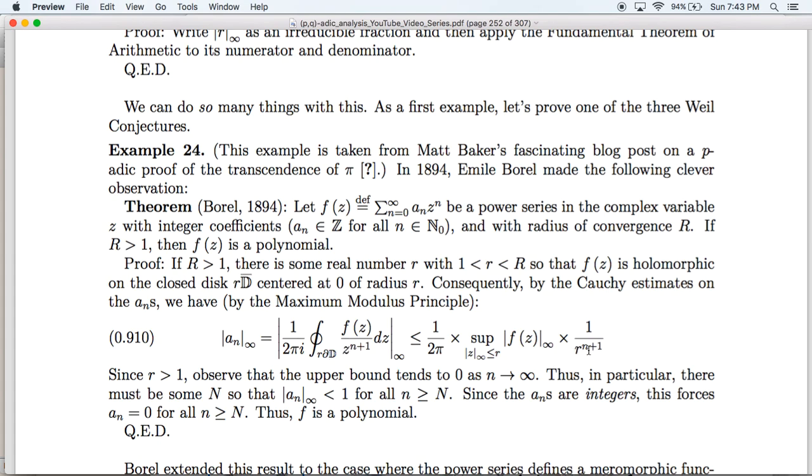Since r is bigger than 1, and n is arbitrary, we can let n go to infinity. This quantity will decay to 0 as n goes to infinity. In particular, there will be a sufficiently large value of n for which this thing is less than 1. But since the an's are integers, if an integer is less than 1 in absolute value, it has to be 0. And so that forces the an's to be 0 for all sufficiently large n, and that proves it.